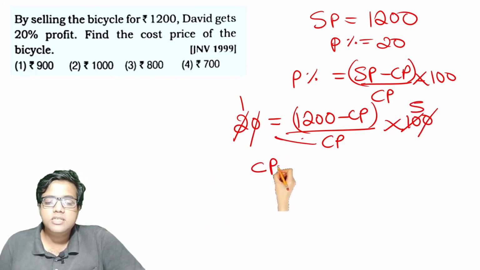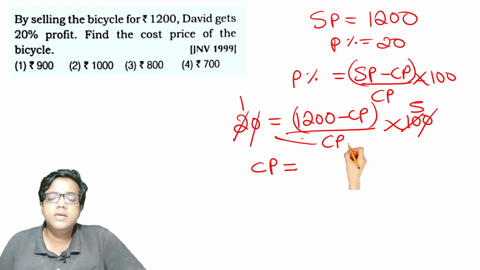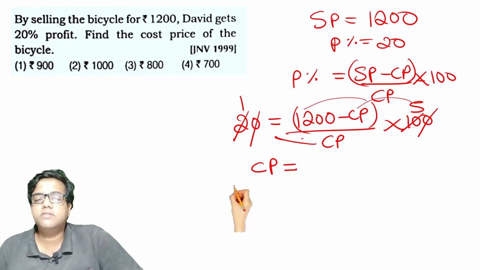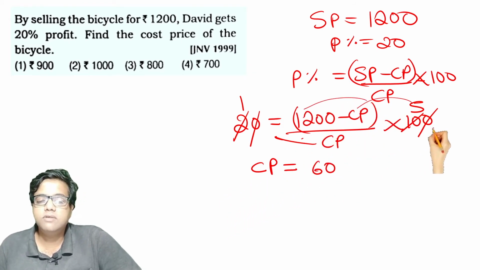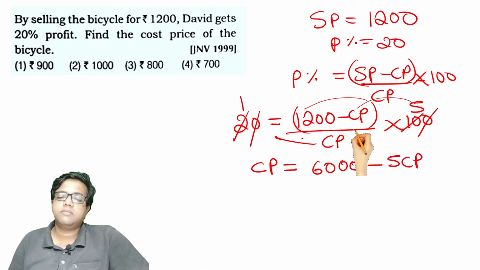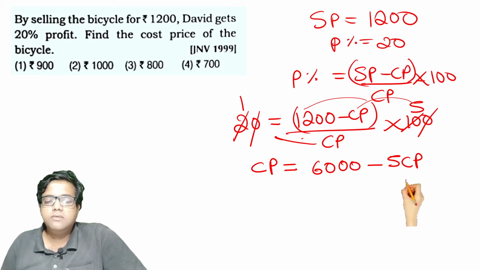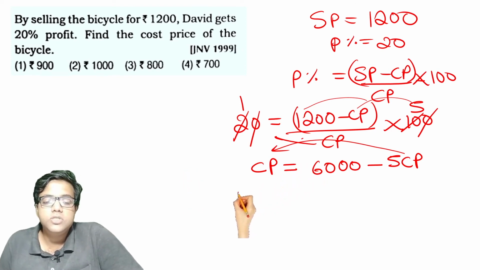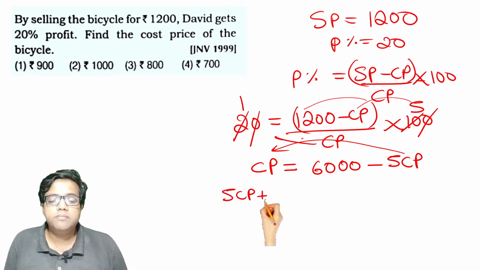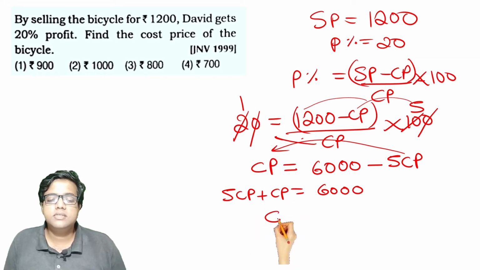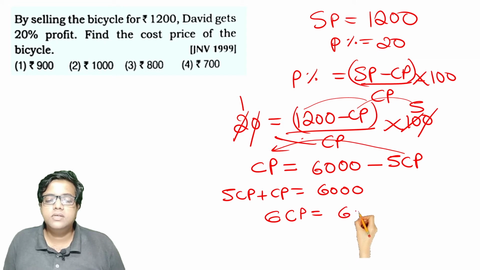So you will multiply CP with 1, CP into 1 is CP is equal to 5. You will distribute this multiplication with 5. 12 5s is 60, 2 zeros, minus 5CP because CP into 5 is 5CP. So now take this minus 5CP to the left hand side. So you will get 5CP plus CP is equal to 6000, or 6CP. 5CP plus CP is 6 times CP is equal to 6000.